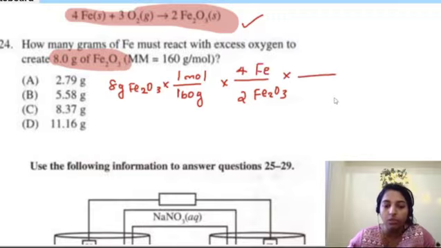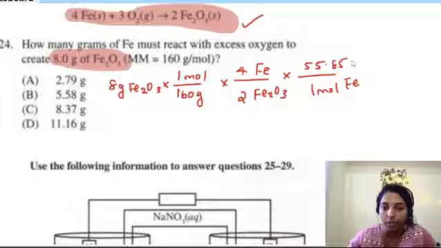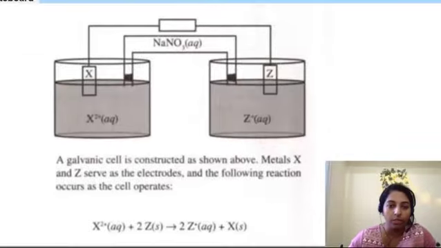Then it's just a matter of converting mole to gram. So 1 mole of Fe is equivalent to 55.85 grams of Fe. So that's all. Do the calculation. Do you know what the answer is? Yes, I got B. Got it? Right. Moving to the next one.